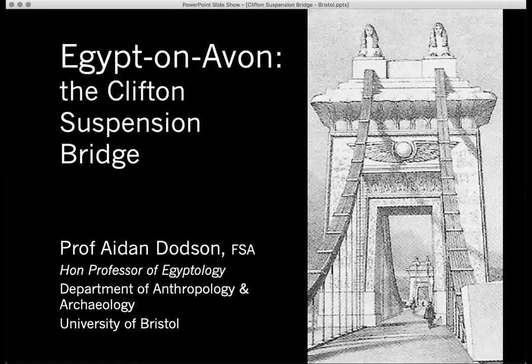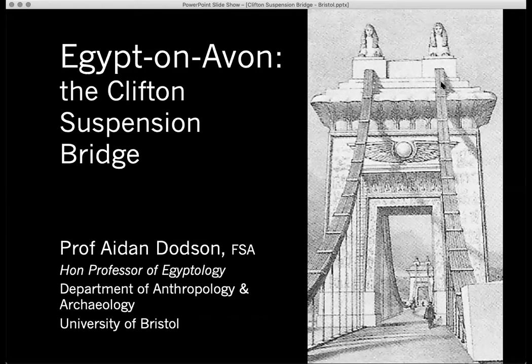But anyway, what I wanted to do today is to talk about the context of the original design of the suspension bridge in its Egyptianizing form, looking at the models which were adopted and also how that use of an Egyptianizing approach fits in with the architectural history of the earlier part of the 19th century.